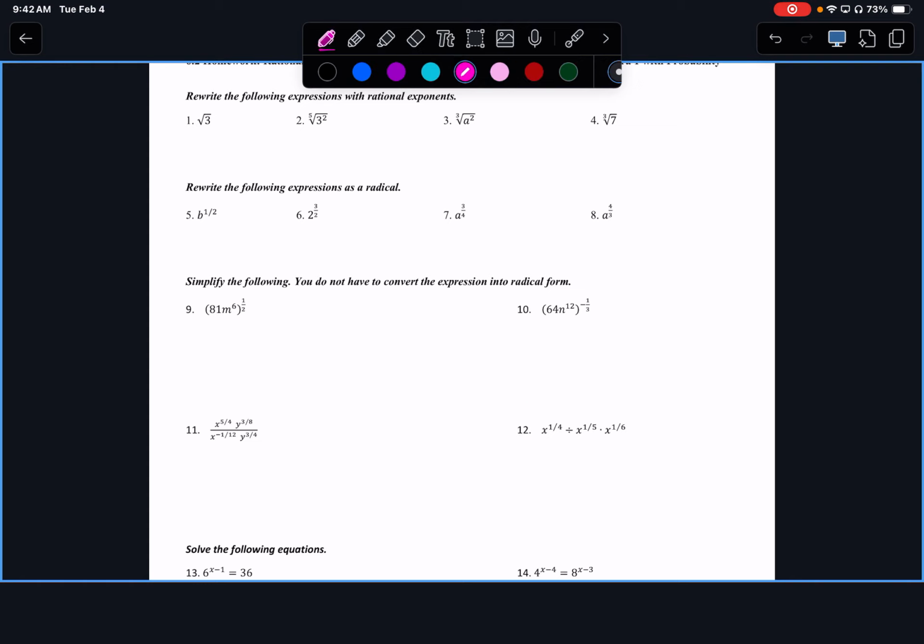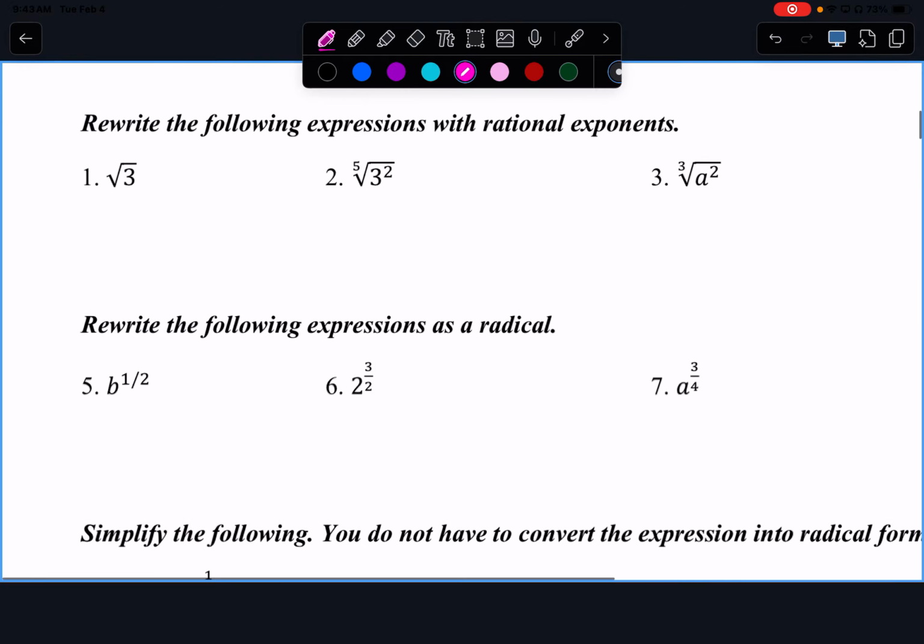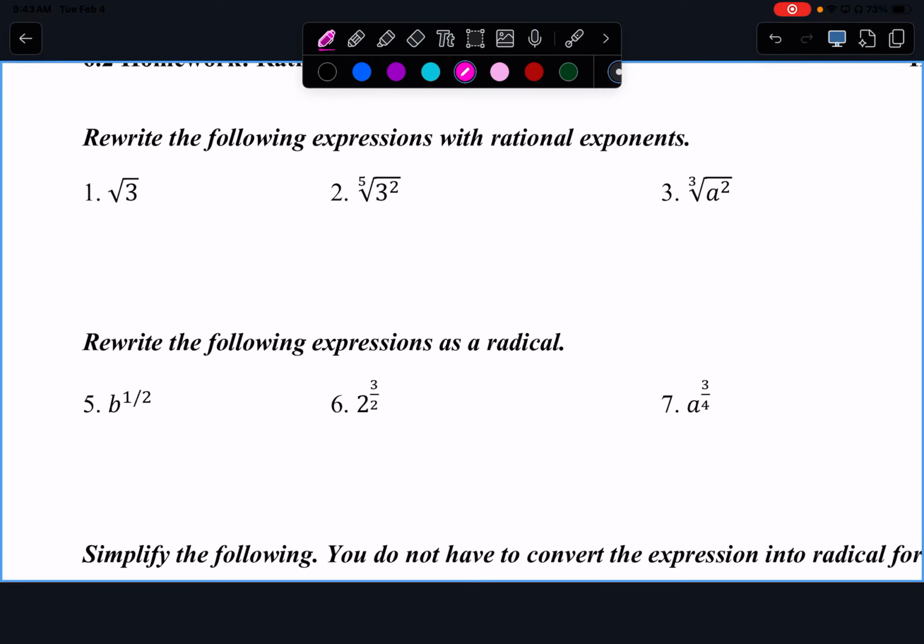What if it's a decimal? What do we do? Because it's the first one. Actually, you are rewriting it as a rational exponent. So you actually are going to rewrite that as 3 to the 1/2. Yes, ma'am.